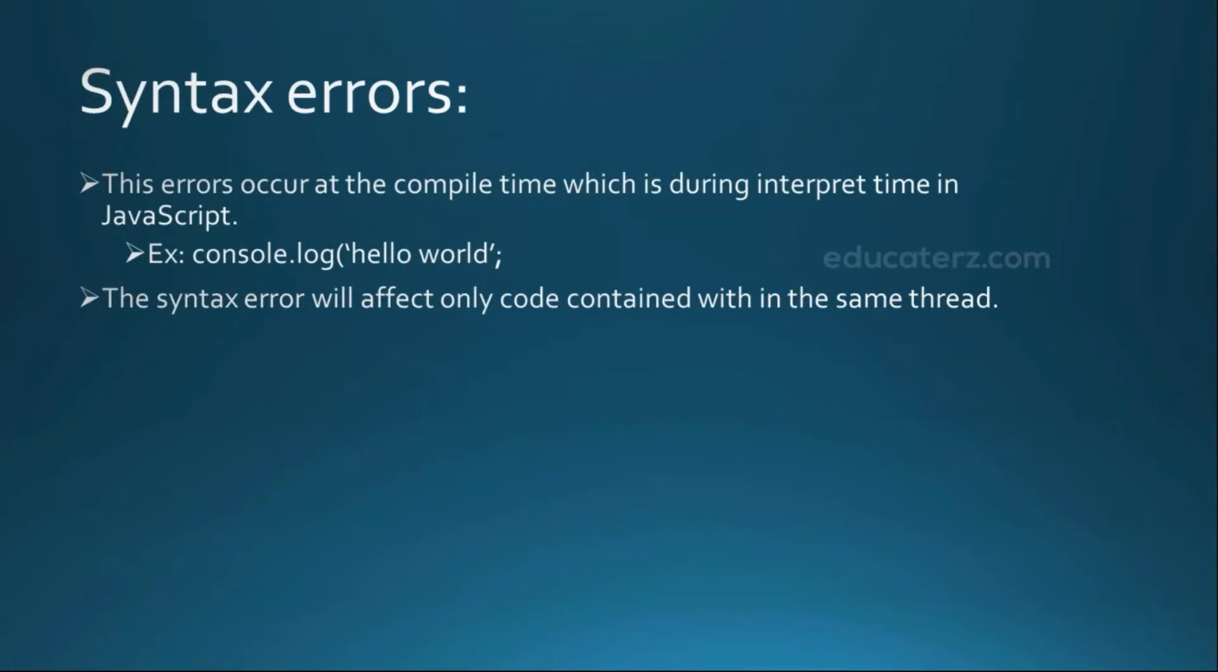Coming to syntax errors. These errors occur at compile time, which is interpret time in JavaScript. Like in this example, you can check I declared a console log statement with the message hello world, but I gave the starting parenthesis and didn't give the ending parenthesis. So here it will return a syntax error before the JavaScript is interpreted. The syntax errors will affect only the code contained within the same thread. So the code related to other threads will continue execution.